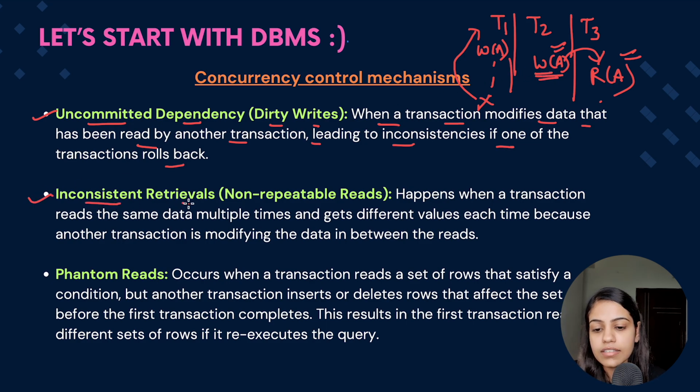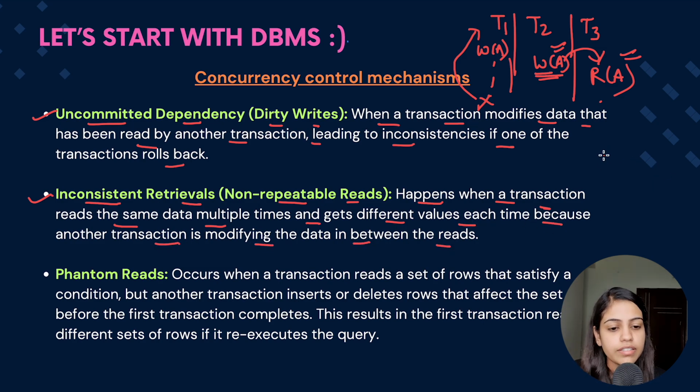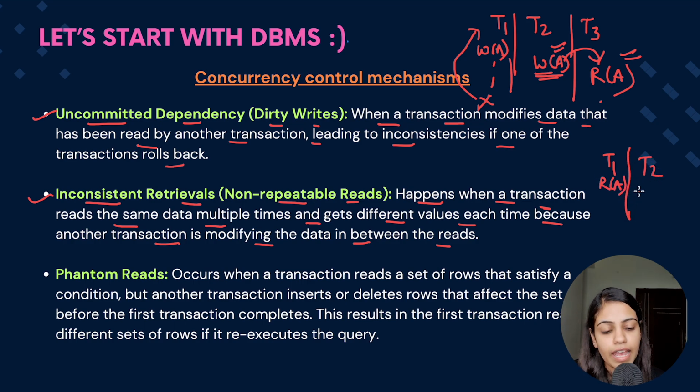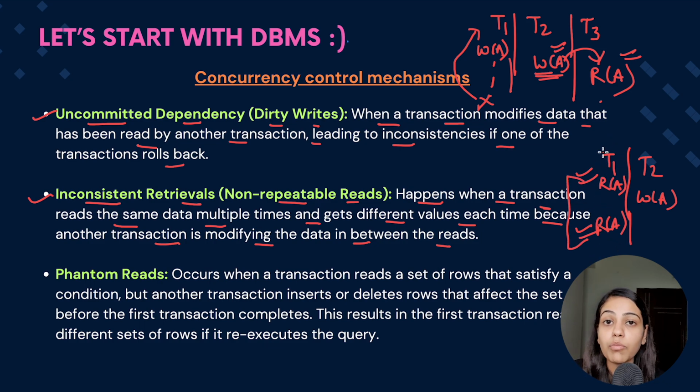Now coming to inconsistent retrievals, that is non-repeatable reads. It happens when a transaction reads the same data multiple times and gets a different value each time because another transaction is modifying the data between the reads. So consider there are two transactions T1 and T2. As part of T1 I am reading the value of A. As part of T2 I am modifying the value of A. And again as part of T1 I am reading the value of A. So the value of A which is read here and the value of A which is read here would be different. So you can see that as part of only one transaction, if I am doing two read operations, I am getting modified data. So that leads to non-repeatable reads.